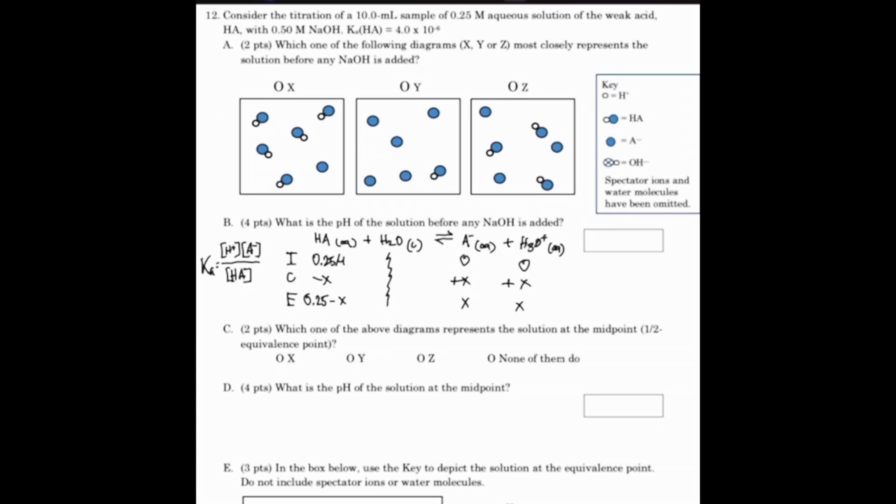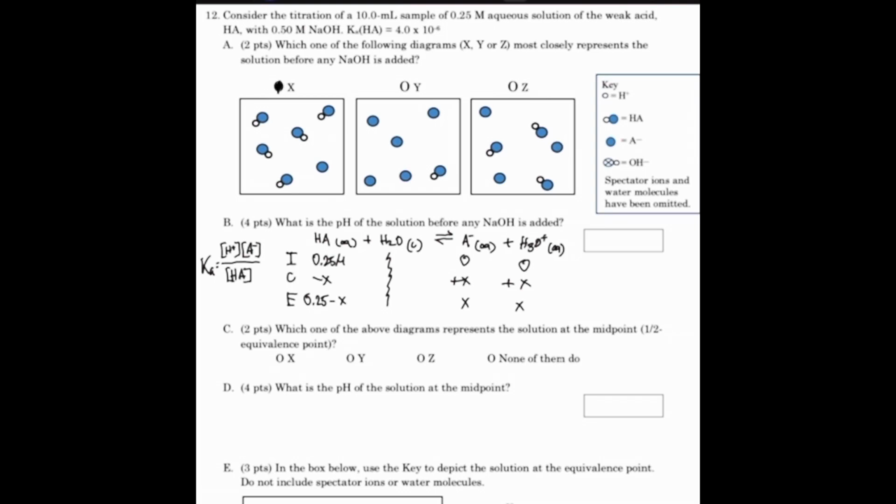To answer this, you have to consider what's in the solution before you add any of the strong base, and that is your weak acid and water. When you have a weak acid in an aqueous solution, you expect to see a lot of the weak acid and very little dissociated protons and anions. The diagram that best represents this is X.